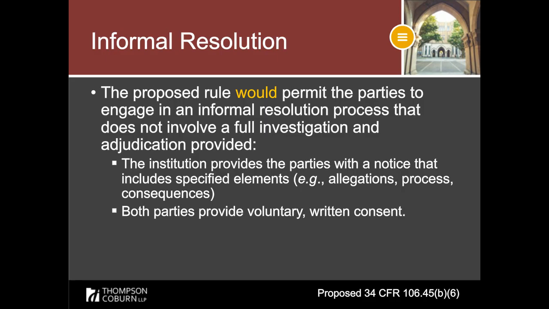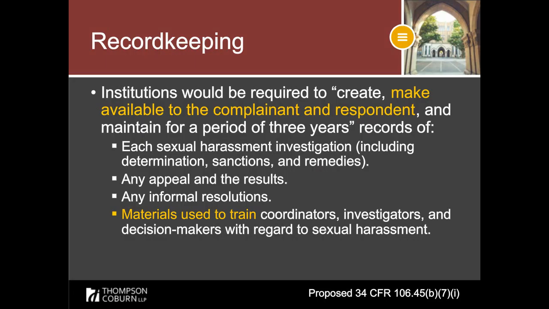Record keeping. Institutions, this is another proposal, and this is another place where the department is specifically asking for feedback from schools. Institutions would be required to create, make available to the complainant and respondent, and maintain for a period of 3 years records of each sexual harassment investigation, including determination, sanctions, remedies, any appeal and the results, any informal resolutions, and materials used to train coordinators, investigators, and decision makers at the appeal level. What I thought was interesting was this seems to suggest that you potentially have to make your training materials available to complainants and respondents. I don't know if that's really the department's intention or it's just an oversight in the drafting. It seems odd to me that all of the documentation you use to train your various folks would have to be made available to a complainant and a respondent, but that is the way it reads right now.